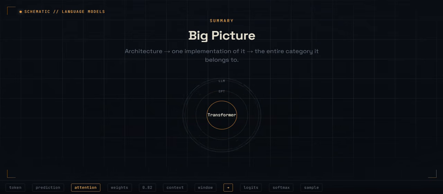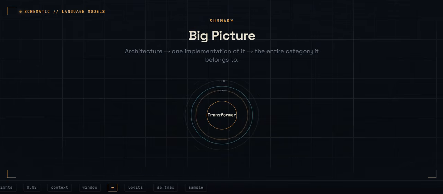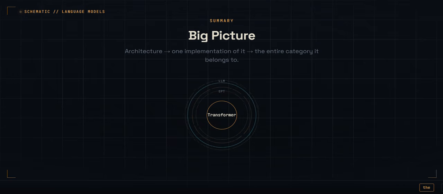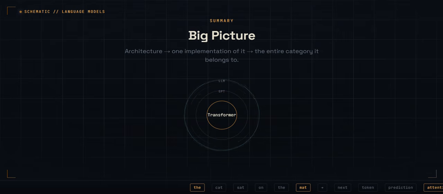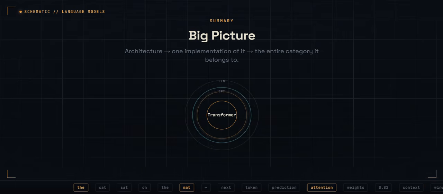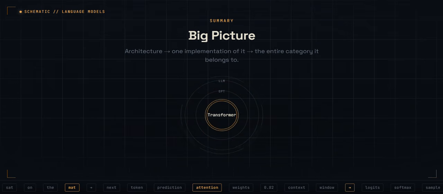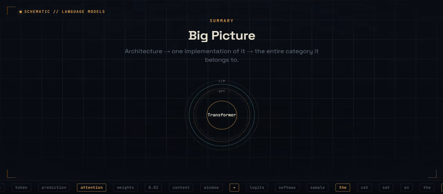Transformer is like the blueprint. GPT is one building made from that blueprint. LLM is the entire city filled with many different buildings. One architecture, one model family, one entire category. And that's the difference between transformer, GPT, and LLM.